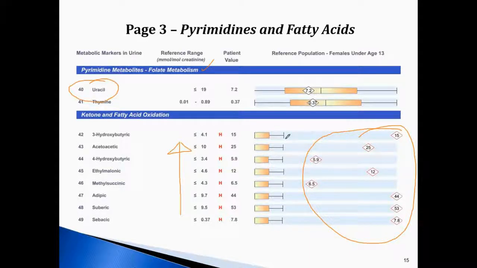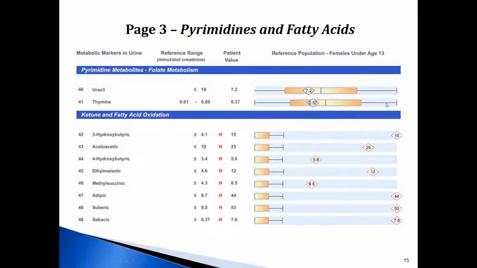And so one of the things that can happen is you can either cut back on the consumption of the oil or sometimes use L-carnitine supplementation as well to help. Now, there are underlying metabolic diseases that can manifest with elevated ketone and fatty acid markers. Usually the markers are going to be exceedingly high. It's not uncommon on an organic acid test to see a few markers elevated just by themselves.